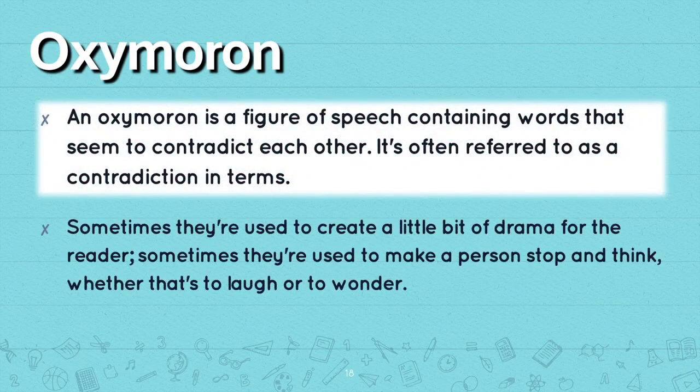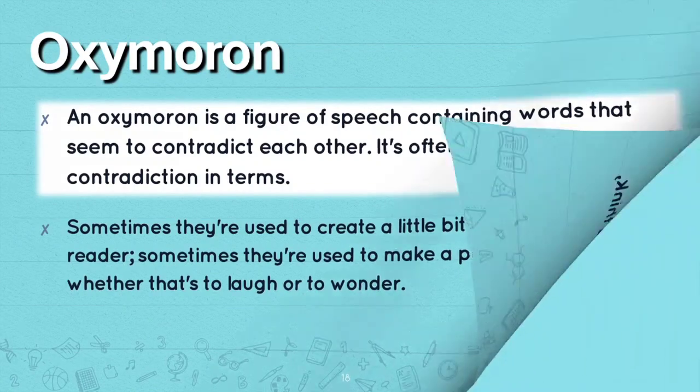Now let's look at oxymoron. An oxymoron is a figure of speech containing words that seem to contradict each other. It is often referred to as a contradiction in terms. Sometimes they are used to create a little bit of drama for the reader. Sometimes they're used to make a person stop and think, whether that's to laugh or to wonder.